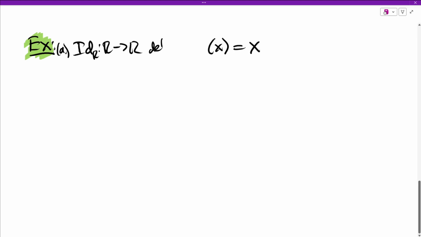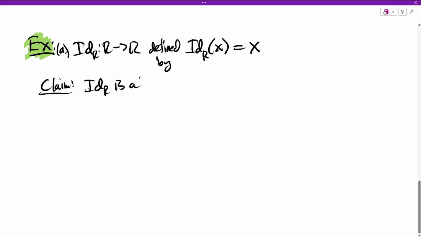And it's defined by the rule that when we insert x into the identity function, it spits out x. And we're just subscripting it with an R to indicate it's the identity function from R. Great. So let's check that identity is a homomorphism. So I claim the identity is a homomorphism.